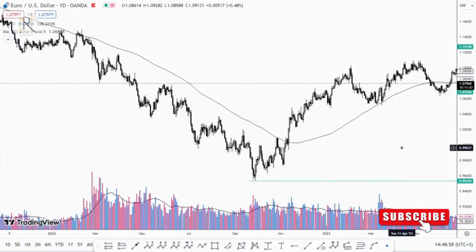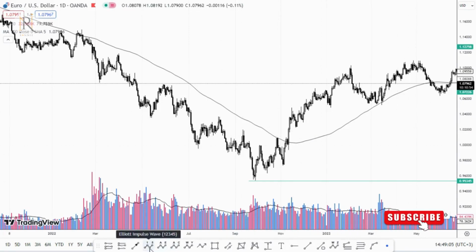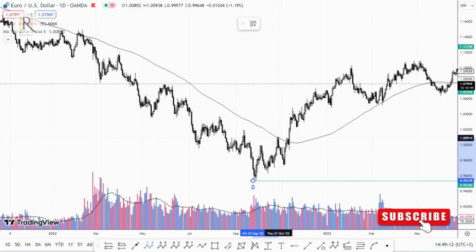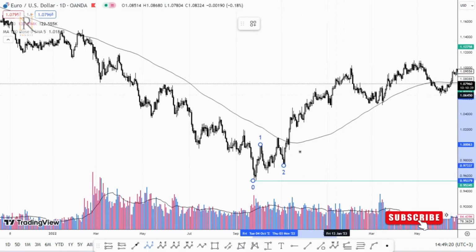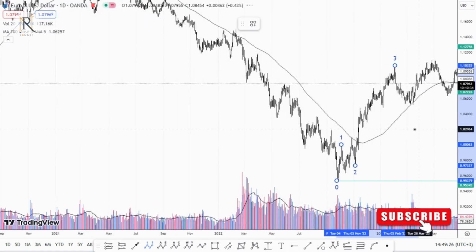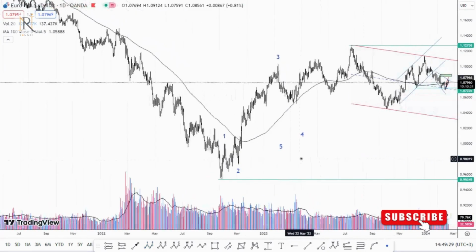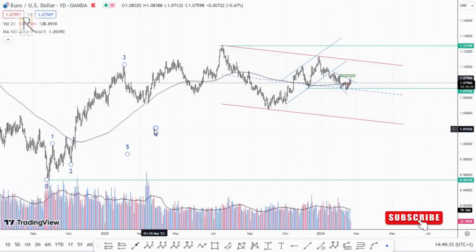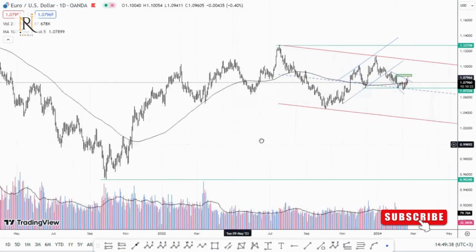Without talking too much, if you look at this currency, euro dollar, the most important thing I am considering is the impulsive wave. Other than just the basic knowledge of Elliott Wave analysis, we have the impulsive wave, that is wave 1, and then wave 2, which ended at that point, then wave 3, which was a bit longer, and then we had wave 4 right at this point. Let me show you.